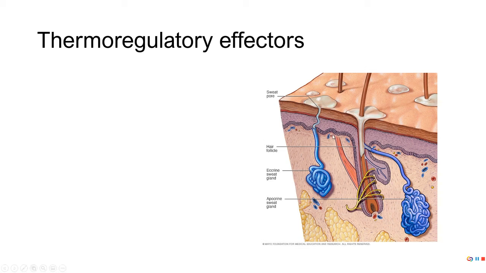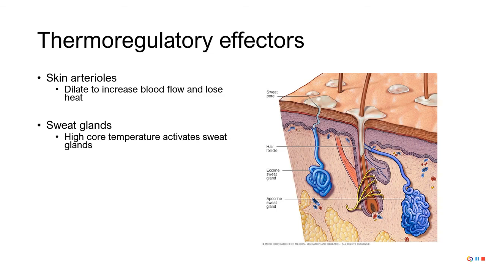Here we've got a sweat gland, and notice that it's a bunch of blood vessels and other structures that are tightly bound. They release water, and this water is coming from your plasma, and then it goes up to the surface. The way this works is we have to dilate those skin arterioles so they can increase blood flow and lose heat. Then these sweat glands are activated when temperature is high enough. They've got some threshold when core temperature gets above a certain point, and they start to release sweat. The hotter it is, the more sweat that is released.